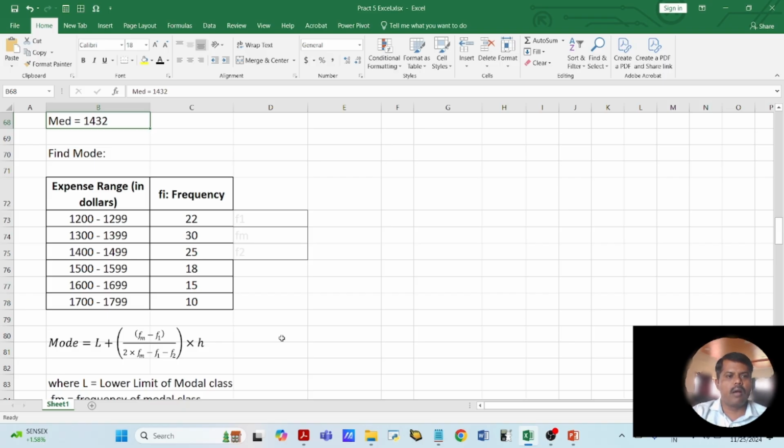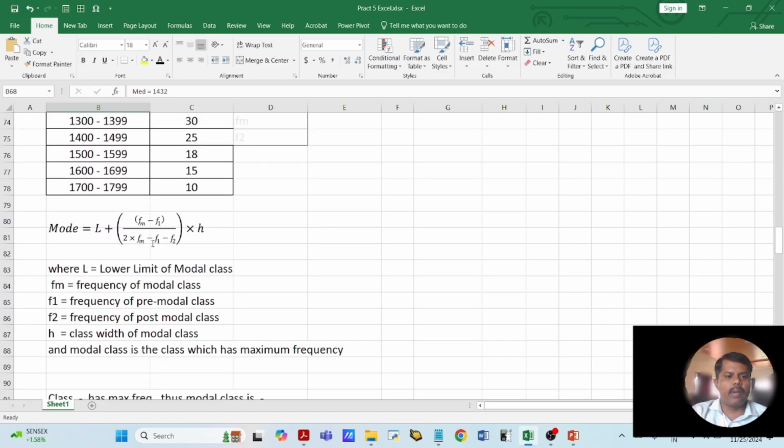Now the next point is to find the mode of the given frequency distribution. Let's see what the formula of mode is. Mode equal to L plus Fm minus F1 divided by 2 times Fm minus F1 minus F2 into H. So let's look at the meaning of each symbol in the formula. L is the lower limit of modal class. Fm is the frequency of modal class. F1 is the frequency of pre-modal class. Pre-modal means previous to modal class. F2 means frequency of post-modal class, that is after modal class. H is the class width of modal class.